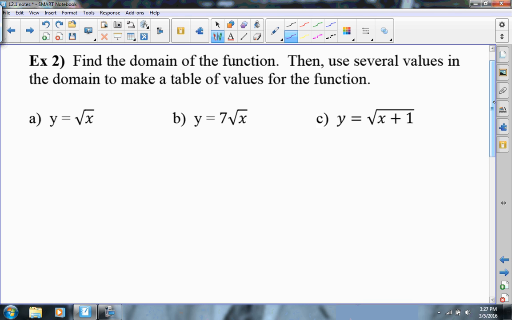And there's actually a little trick that we can do to make sure that we are picking the correct values for our table of values. And it's by finding the domain of the function. Now the domain is all of the x values that you can put into the function. And there's only so many numbers that you can take the square root of. Like we saw in that previous example, you can't take the square root of a negative number. So your square root has to be 0 or a positive number.